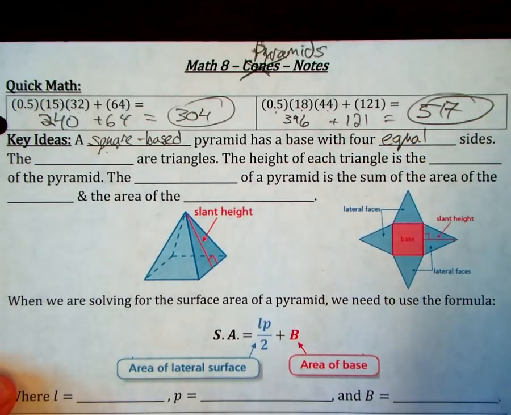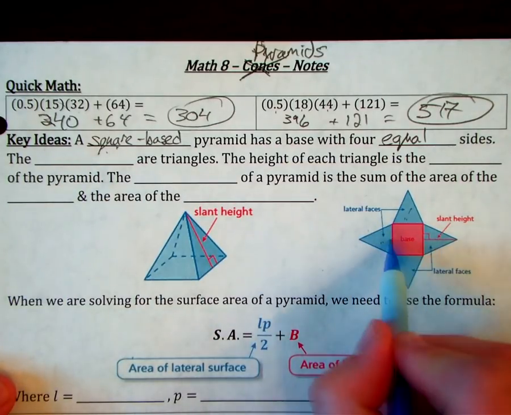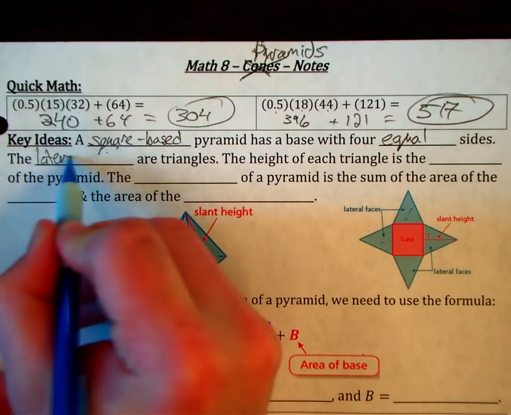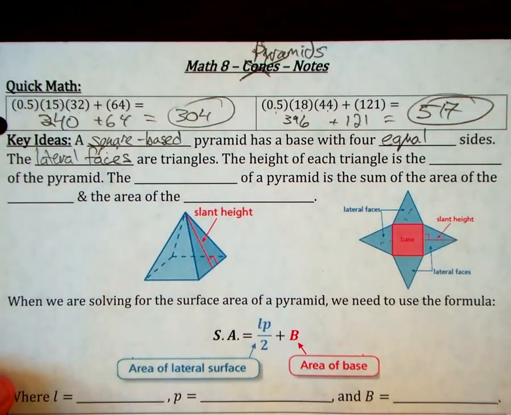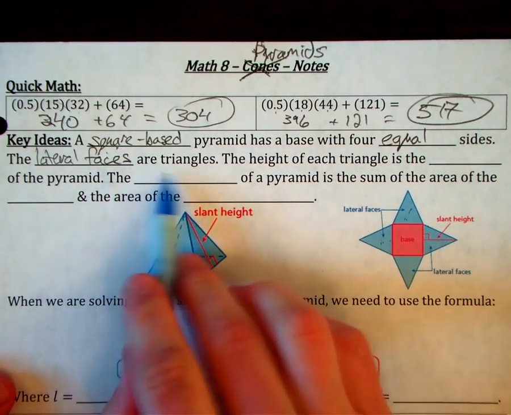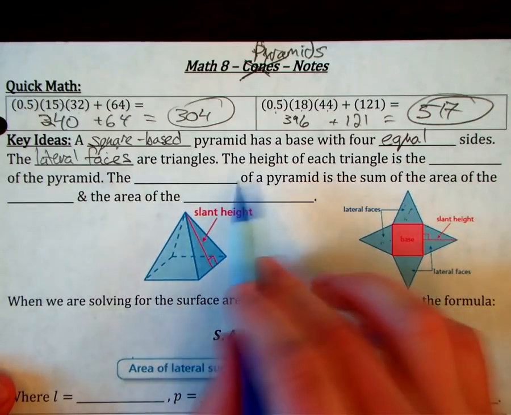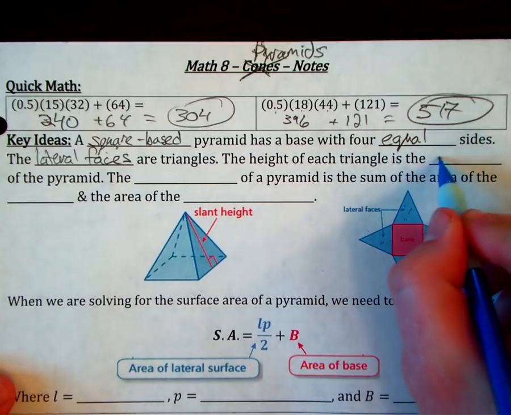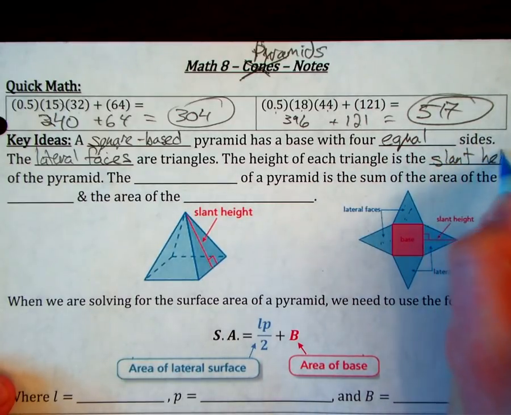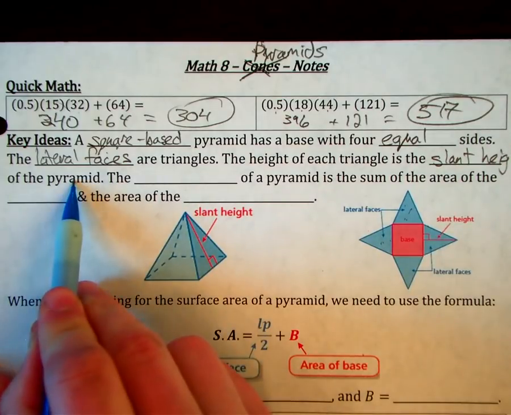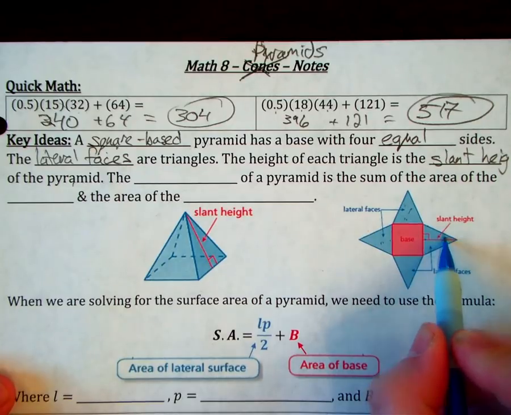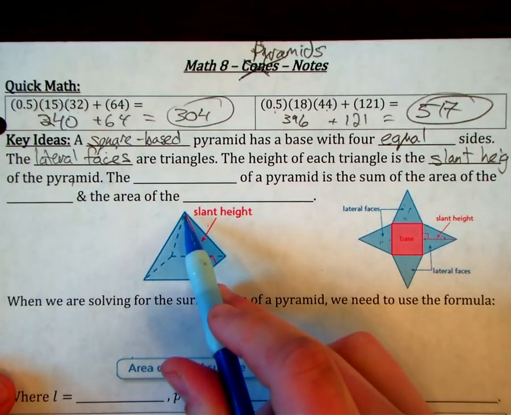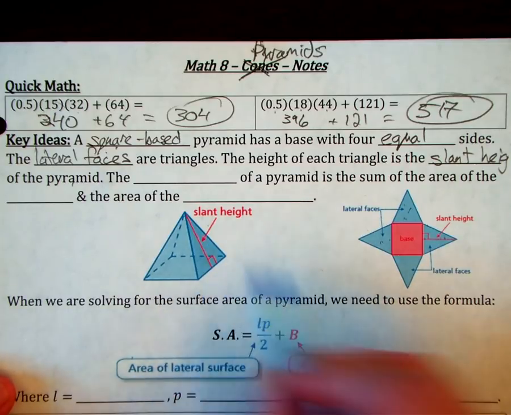And then we can say the lateral faces, and so it's talking about these shapes right here, the lateral faces. Again, that's the outside triangles. They're in the triangle shape, so that means the height of each of the triangles is the slant. That's the slant height of the entire pyramid. Okay, so please notice how in red it has the slant height is the height of one of these triangles. However, the slant height is the slant height for the entire pyramid.